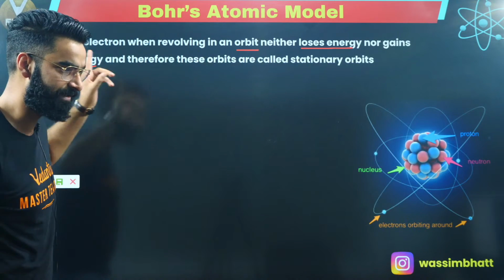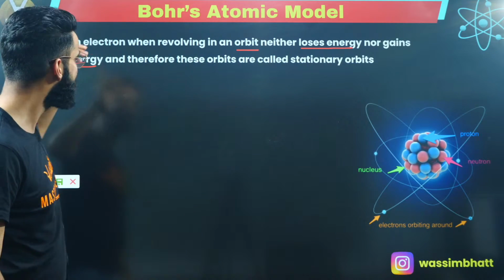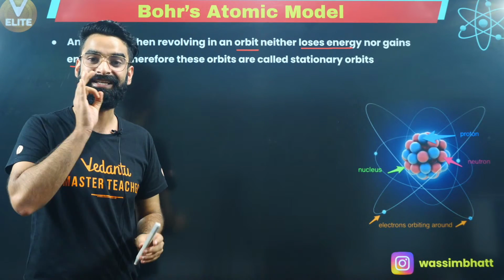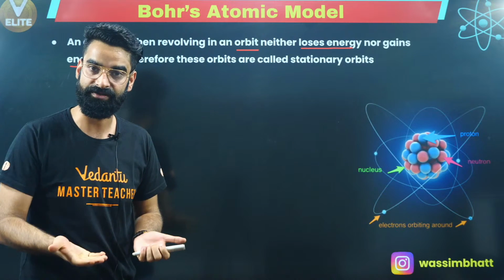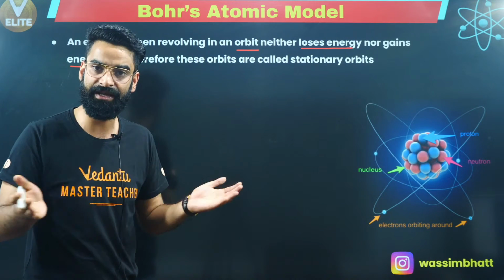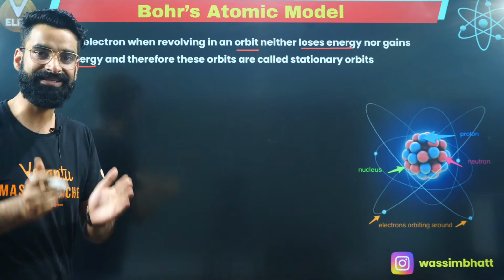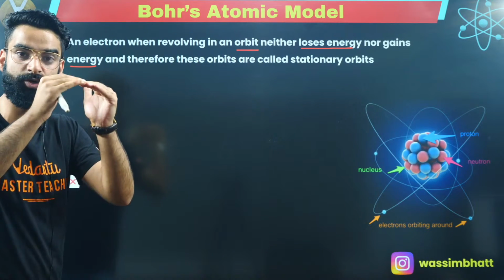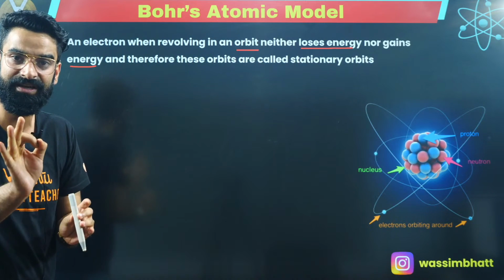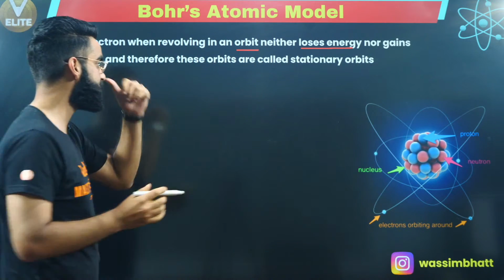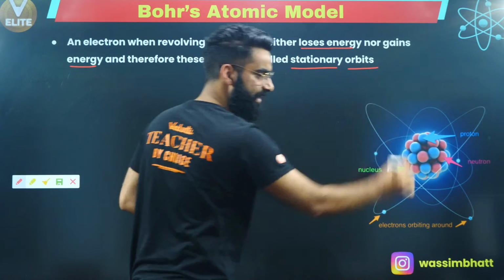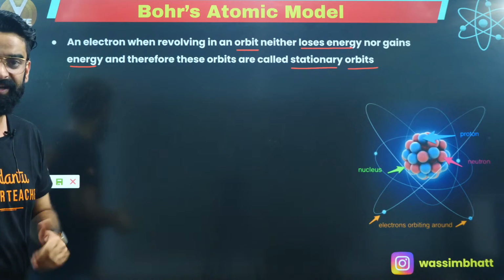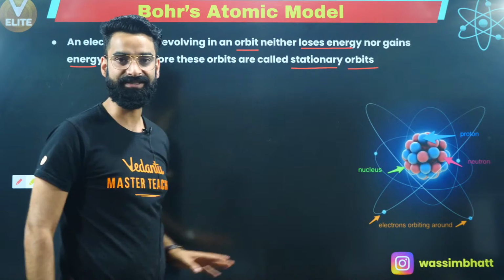So remember, this is one of the important statements as per Bohr's theory. An electron, when it moves in the orbit, neither emits energy nor absorbs energy, right? If the electron is neither emitting energy nor absorbing energy, the energy of the electron in a particular shell remains fixed. That's why these orbits are what we call stationary orbits. The energy of these stationary orbits is not going to change at all. That's why we call these orbits stationary orbits.